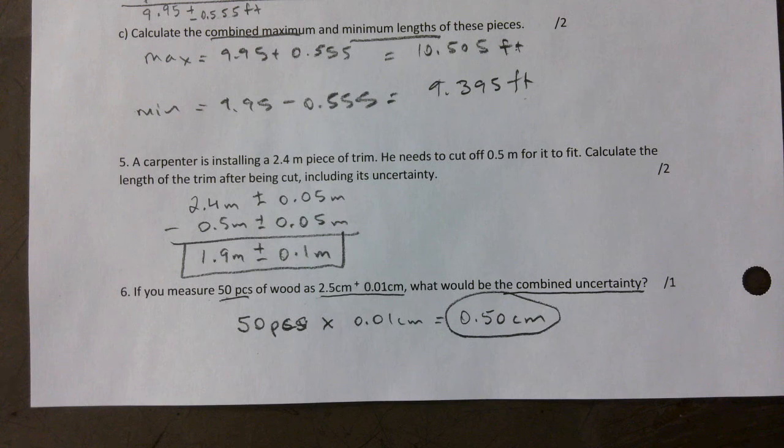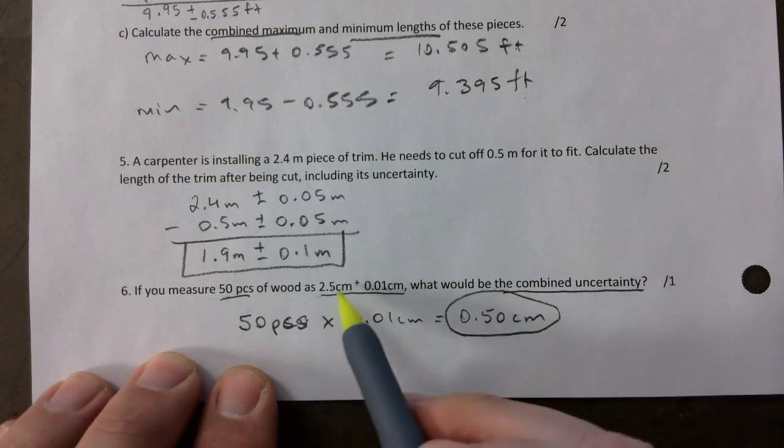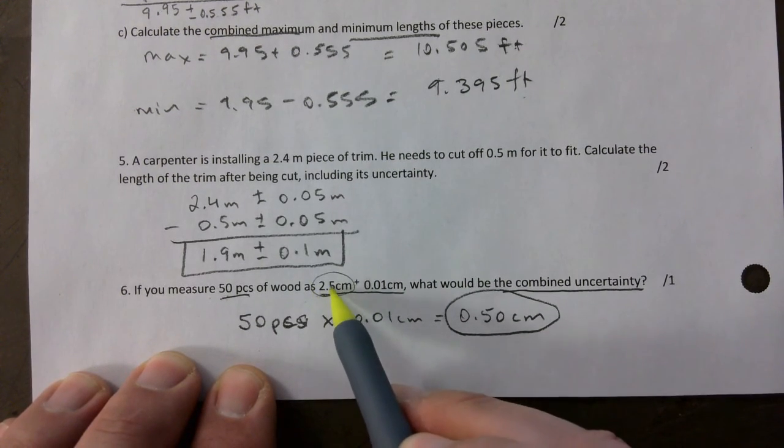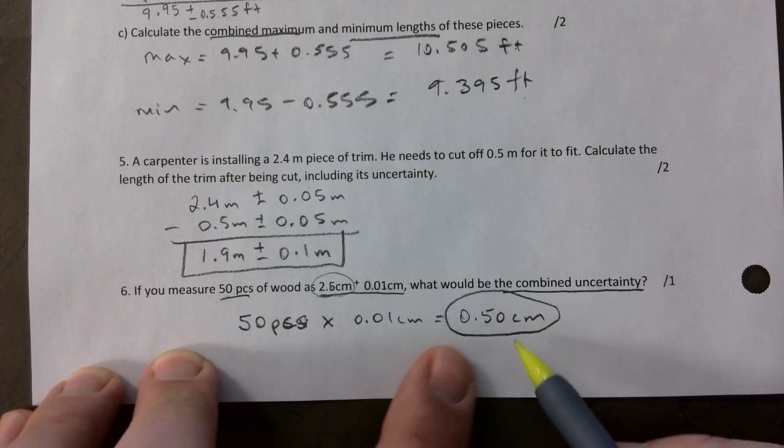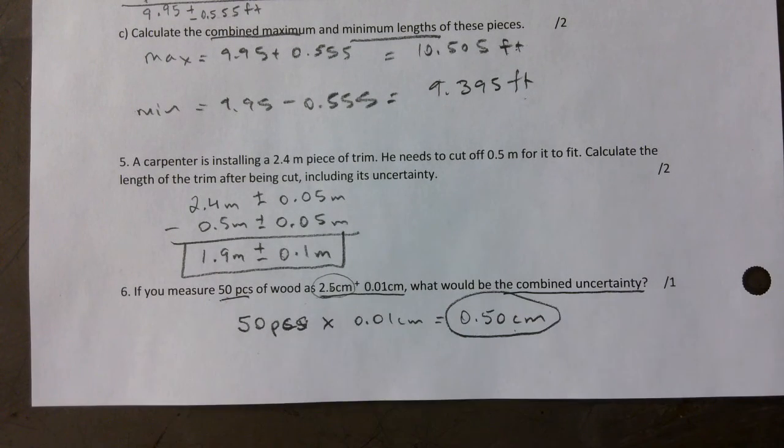So the combined uncertainty, if they just asked for like the combined length, putting 50 pieces together, you would also have had to, right, multiply this by 50 as well. But this is just the uncertainty that they were asking for. So that's the idea there. Or you can add it up 50 times. It's up to you, whichever you find easier.